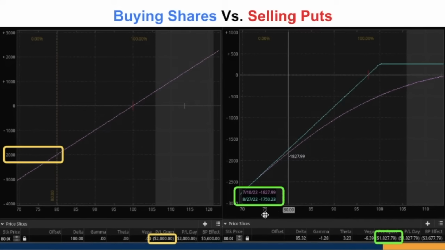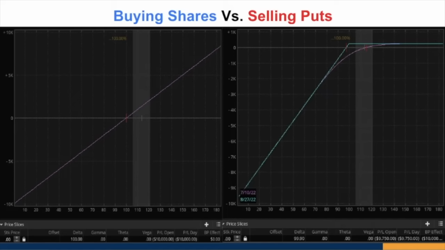If you notice, you actually are losing less than buying shares. If you buy 100 shares, you'll lose $2,000 if it goes to $80. But when you sell the short put, you're actually losing less. The reason is that you already collected the $250 in credit. So this amount that you receive, this premium, helps offset the risk that you would have on the downside.